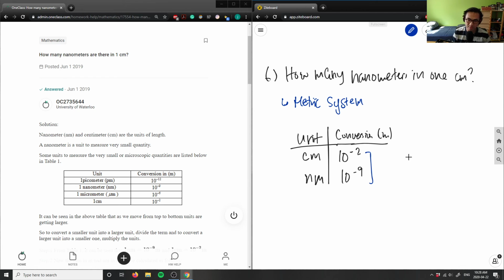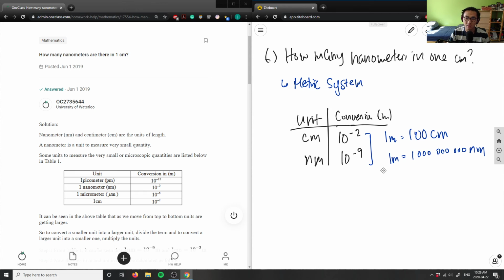So what we're going to do is simply take the difference of these two units here. So for example, one meter equals 100 centimeters, right? And then 1 meter here equals, this is 1, 2, 3, 4, 5, 6, 7, 8, 9. So this is 1 billion nanometers, right? So what we can do is simply divide these two numbers to get how many nanometers in a centimeter here.